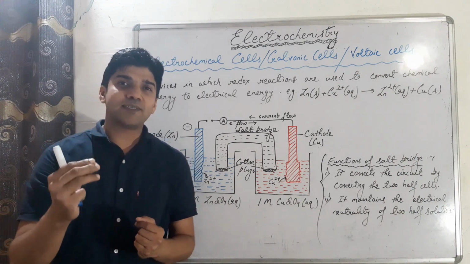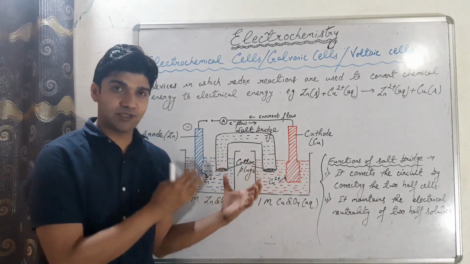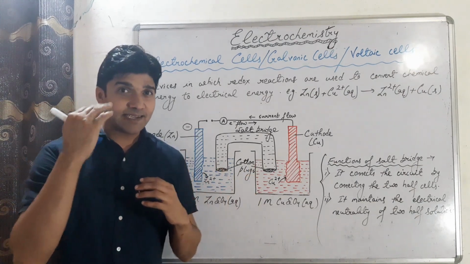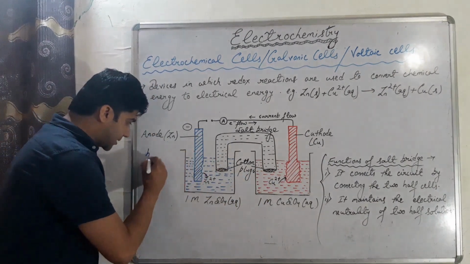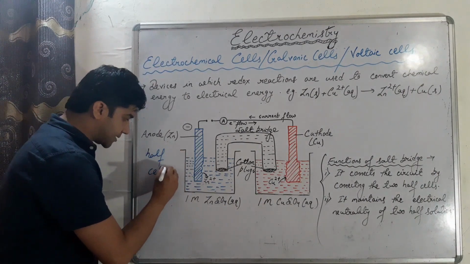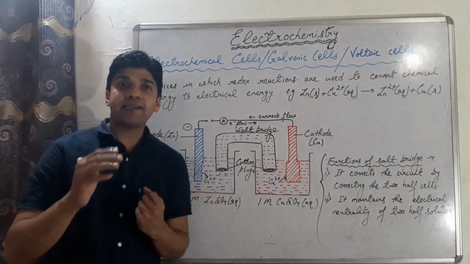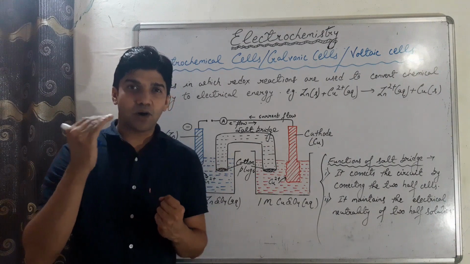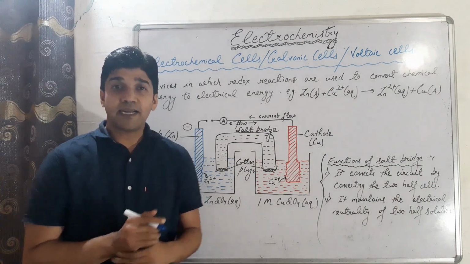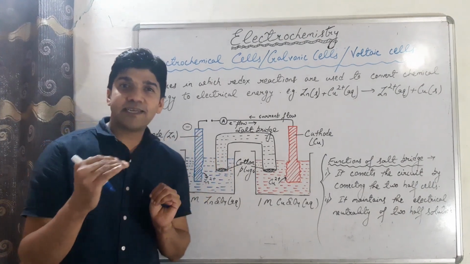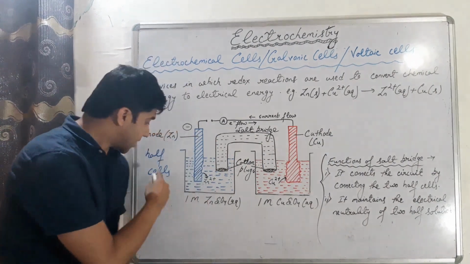And the most famous example is that of Daniel cell, and that we will discuss here. So in the Daniel cell, we have two half cells. These are known as half cells. That means the oxidation and the reduction reactions are occurring in separate containers. And the containers in which the oxidation and reduction reactions are occurring are known as half cells.